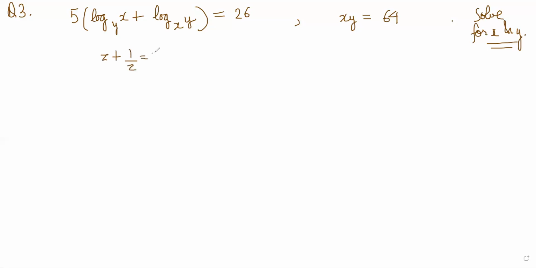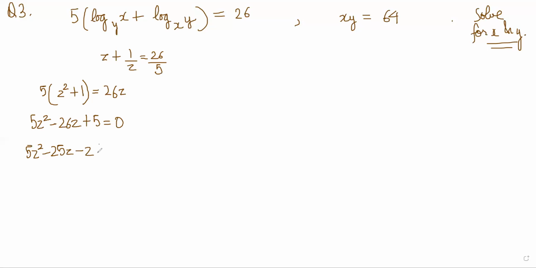Z plus 1 by Z is 26 by 5, so you can just solve the quadratic. Z square plus 1 by Z, so 5 into this is equal to 26Z. 5Z square minus 26Z plus 5 is equal to 0. 5Z square minus 25Z minus Z plus 5 is equal to 0. 5Z, Z minus 5 minus 1, Z minus 5. So you can get Z is equal to either 1 by 5 or 5.